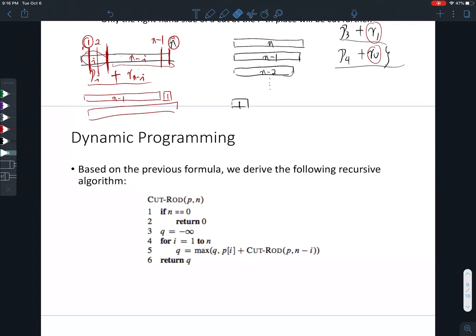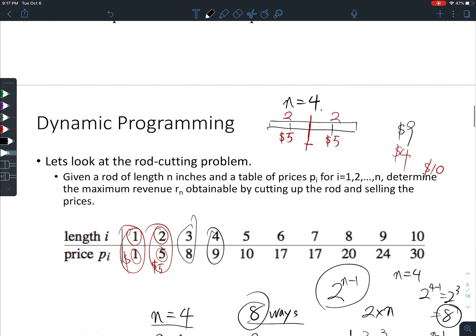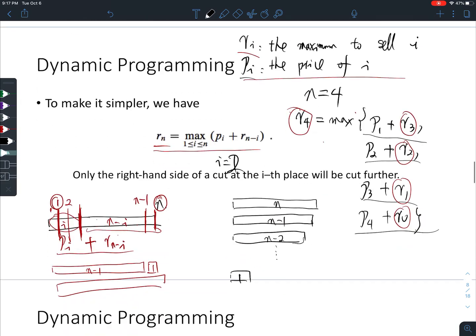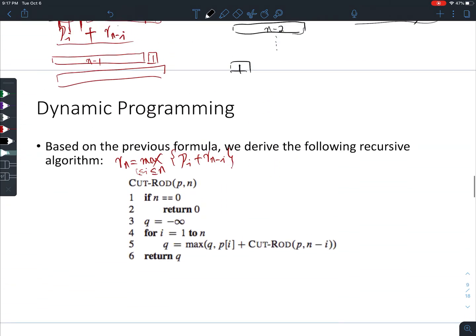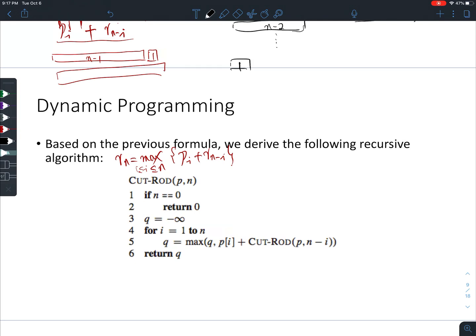So I'm just going to write down the formula right over here. We have Rn equal to the max of Pi plus Rn minus i. Here we're defining the algorithm named cut rod. Cut rod takes two parameters, P and N. P is the price array, like over here, and N is the size of the rod that you have. First we have: if N equals 0, return 0. So what does this mean? If N is 0, it means that you have a rod of length 0. It's like you have nothing.